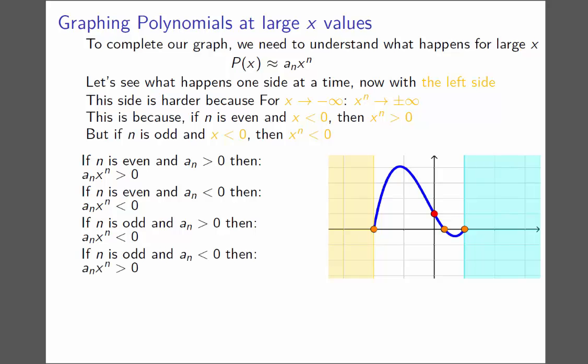And in our final combination, if n is odd and a_n is negative, then a_n times x^n is a negative times a negative, which is positive. So here again, our polynomial is going off to positive infinity.